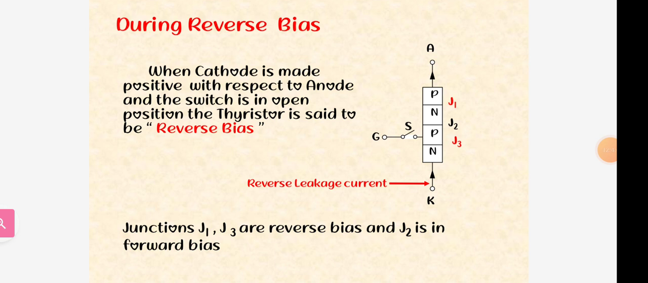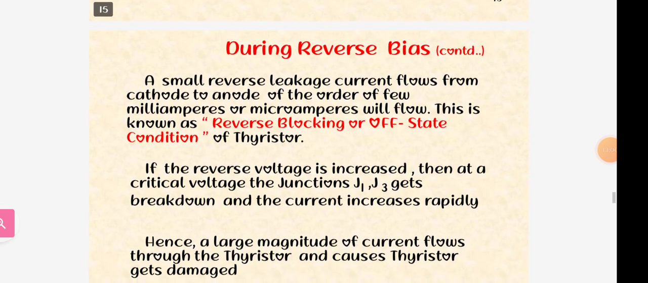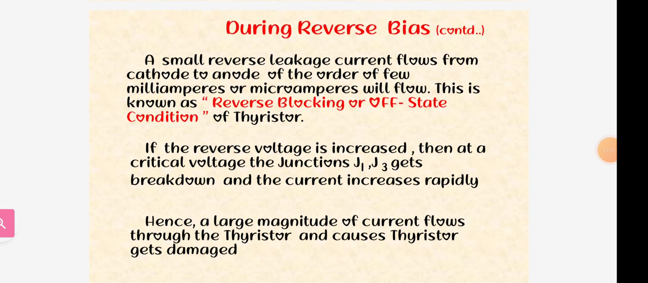So in reverse bias, when the cathode is made positive with respect to the anode and the switch is in open position, the thyristor is said to be reverse biased, and the junctions J1 and J3 are reverse biased and J2 is forward biased. A small reverse leakage current of the order of a few milliamperes or microamperes flows from cathode to anode. This is known as reverse blocking or off-state condition of the thyristor.